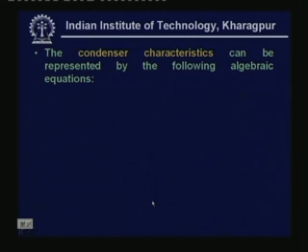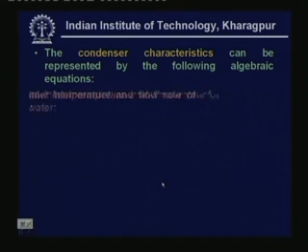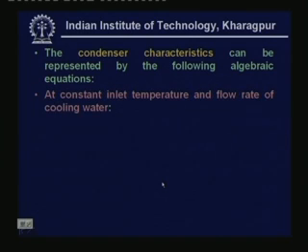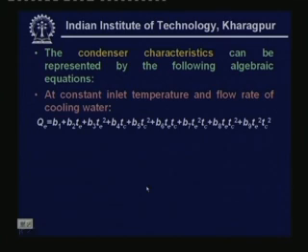Just like your compressor, you can also represent the condenser characteristics by an algebraic equation. First, at constant inlet temperature and flow rate of cooling water, you can get a polynomial equation for QE in terms of evaporator temperature TE and condenser temperature TC. Again this equation has 9 terms, so you have 9 constants B1 to B9. So again you have to use the method of least squares, or you can also have 9 point data and solve the equation to obtain the constants B1 to B9.